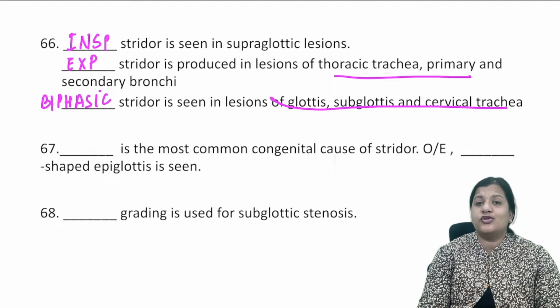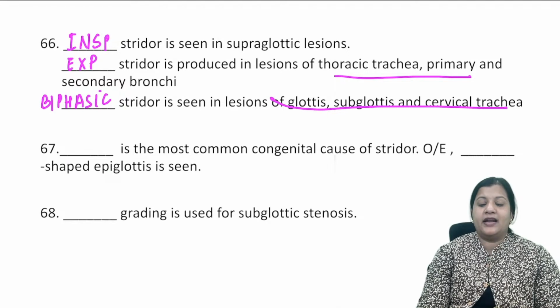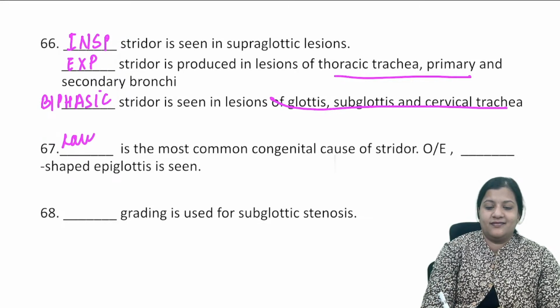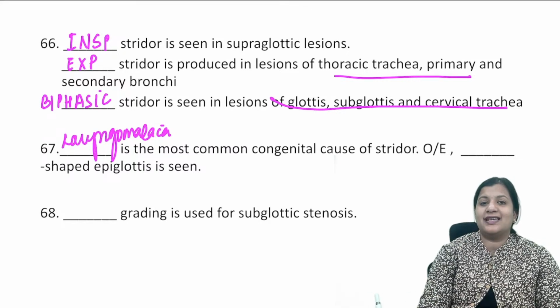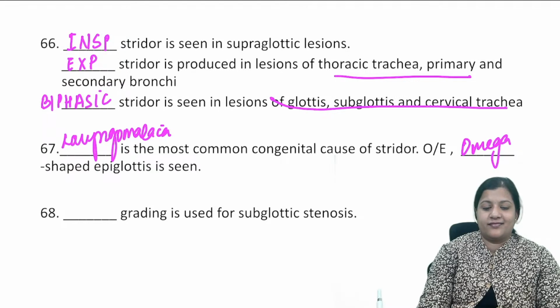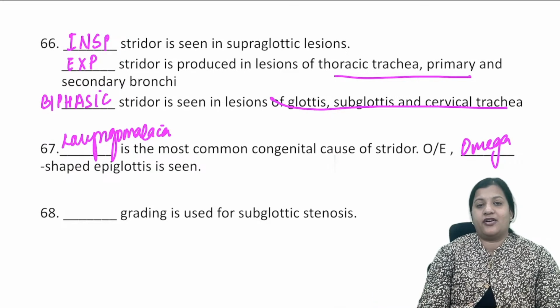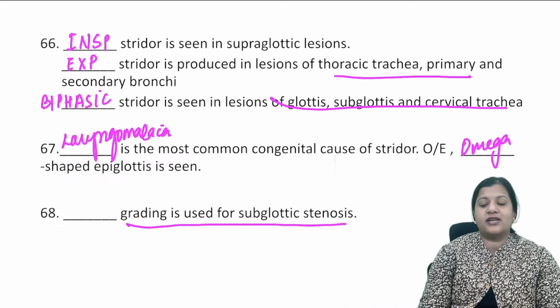What is the most common congenital cause of stridor? And here, what kind of epiglottis will you see? Yes. Laryngomalacia is the most common congenital cause of stridor. And what do we see here? What kind of epiglottis? Yes, omega-shaped epiglottis.